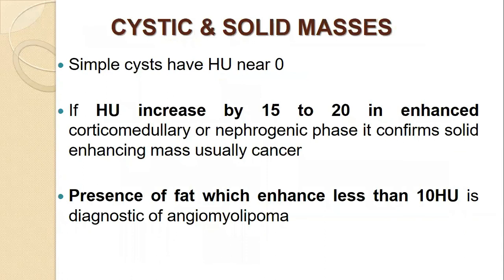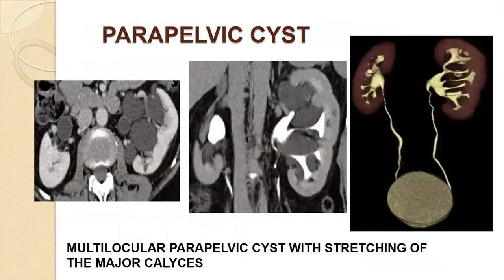Cystic and solid masses. A simple cyst on CT has a Hounsfield unit of 0. If the Hounsfield unit increases by 15 to 20 in the enhanced corticomedullary or nephrogenic phase, it confirms a renal mass. The presence of fat, with enhancement less than 10 Hounsfield units, is diagnostic of angiomyolipoma. So this is a parapelvic cyst, a multifocal parapelvic cyst with stretching of the major calyceal system.